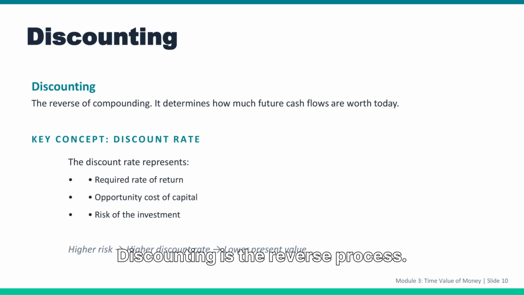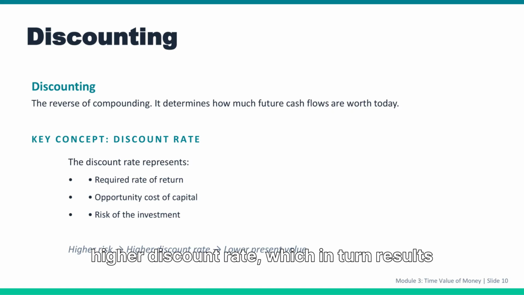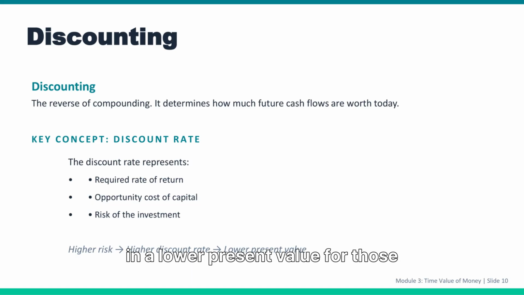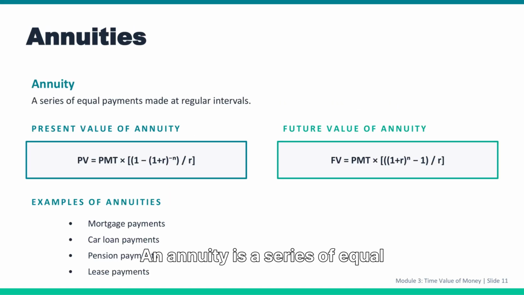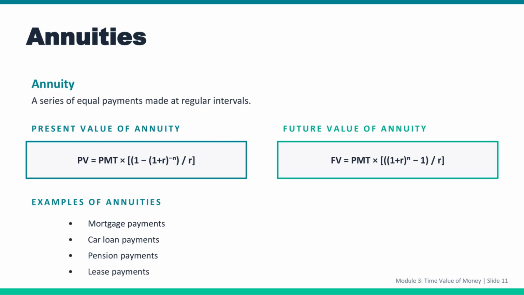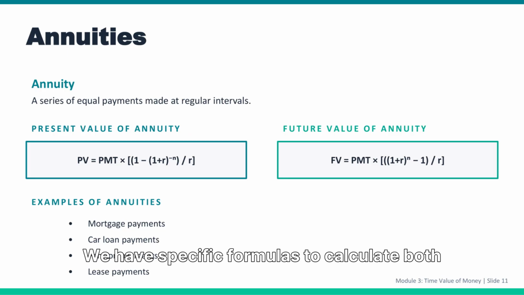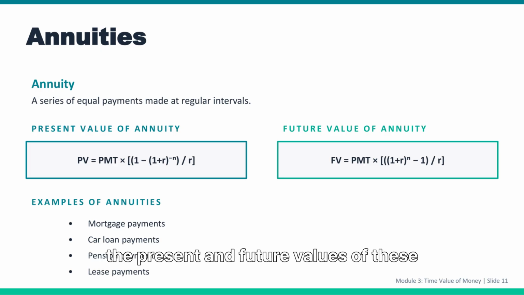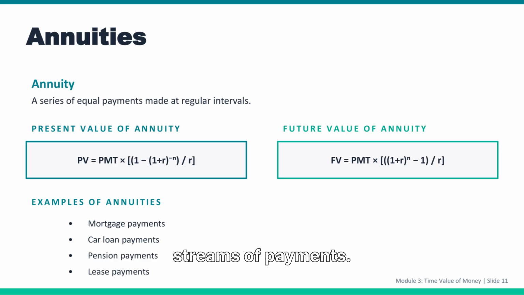Discounting is the reverse process. It tells us what future cash is worth today. A higher risk profile generally requires a higher discount rate, which in turn results in a lower present value for those future cash flows. An annuity is a series of equal payments made at regular intervals, like mortgages or car loans. We have specific formulas to calculate both the present and future values of these streams of payments.